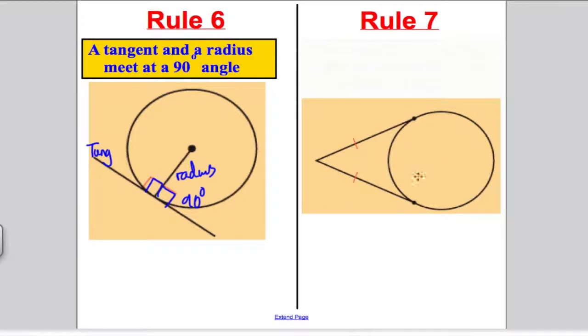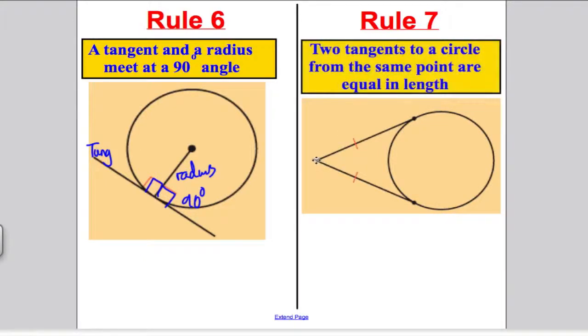Here's the last rule, rule 7. It tells us that two tangents to a circle from the same point in space. So here's a point in space. I've drawn a tangent to that circle. Okay, so it's touching here. It would keep going on. It wouldn't cross the circle, and touching here. They are the same length. They will always be the same length.